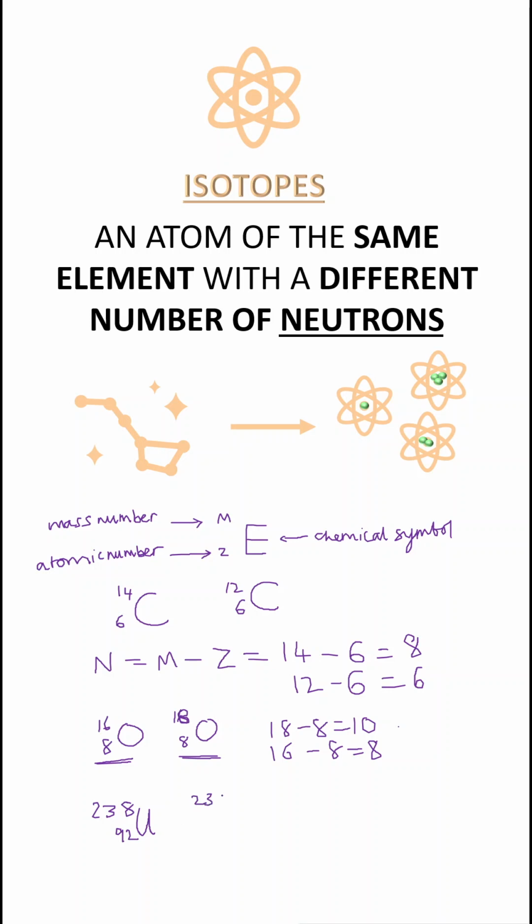And then in my favourite we have stable uranium-238 versus the radioactive uranium-235. So again we do the same thing, the mass number, the big number, subtract the atomic number of uranium, and for those different amounts we're going to get 146 neutrons for the heavier uranium and 143 neutrons for the lighter uranium. Alright? Easy peasy.